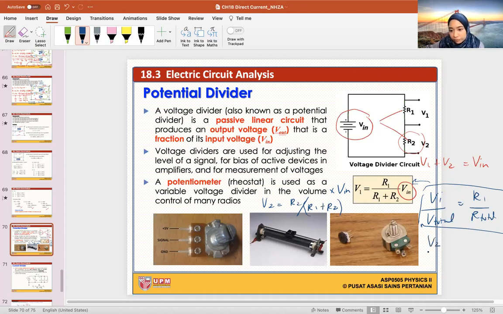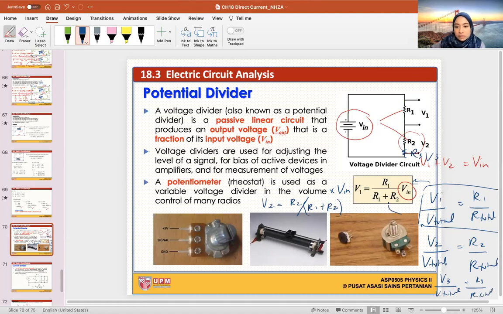So V2 over V total is R2 over R total. So it's the same. If I have 3 resistors, let's say I have R3 over here, and I want to know what is V3 at that R3, use the ratio. So V3 over V total is R3 over R total.